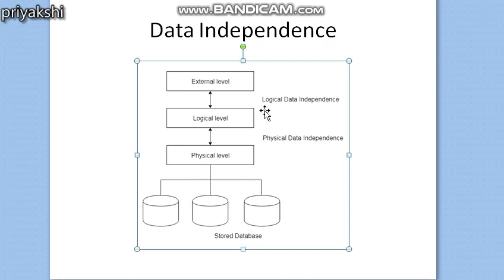So using views, only those parts of the database will be shown to the user in which they are interested. Since we have added the Aadhaar card as the new constraint, we are changing the database, but it will not affect the external level or external schema. Okay, so this is known as logical data independence.